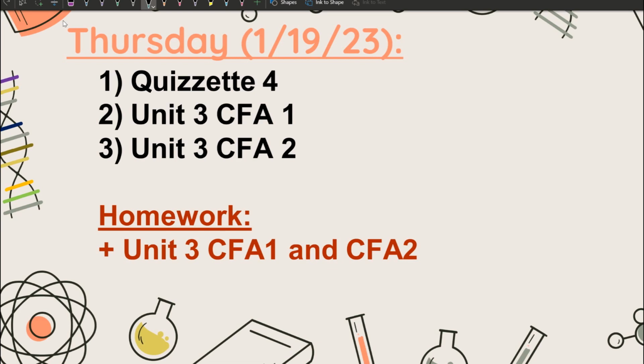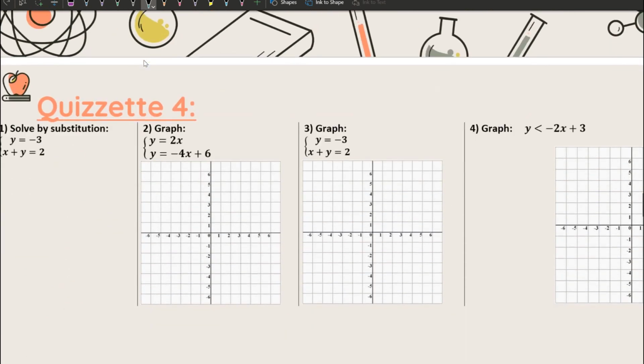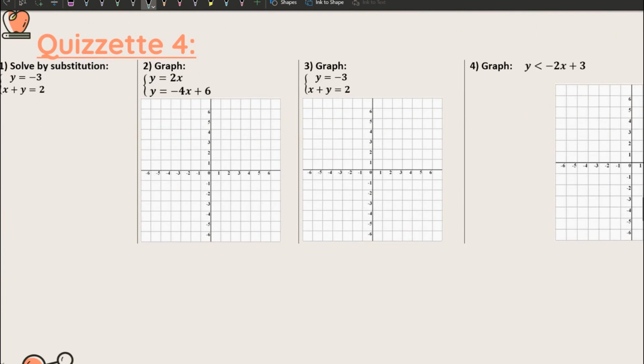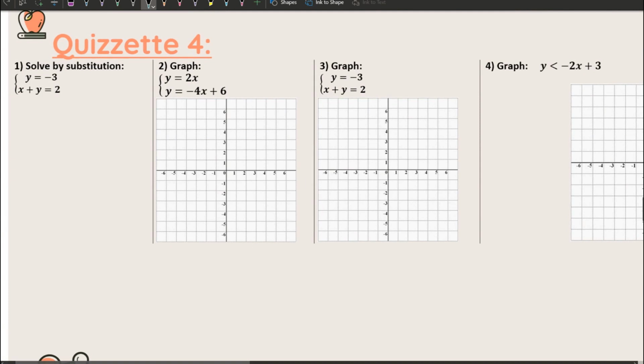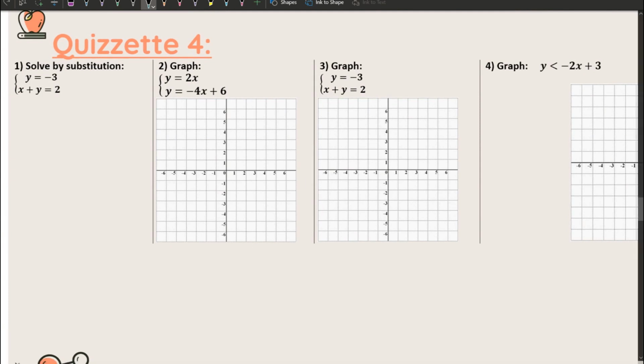Today we're going to go over Quizzette 4, Unit 3 CFA 1 and Unit 3 CFA 2. You're going to go to Alex and get these two assignments done. Alright, Quizzette number 4. Let me adjust my screen really quick. Problem 1 on this Quizzette 4, we're going to focus on solving systems by substitution and graphing. And the last one, problem number 4, we're going to graph an inequality.